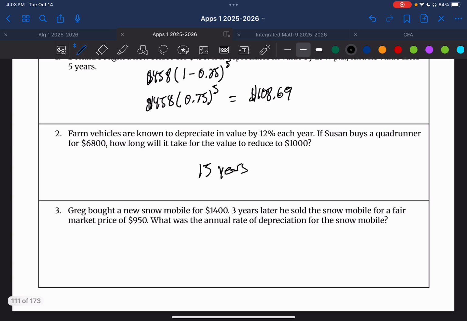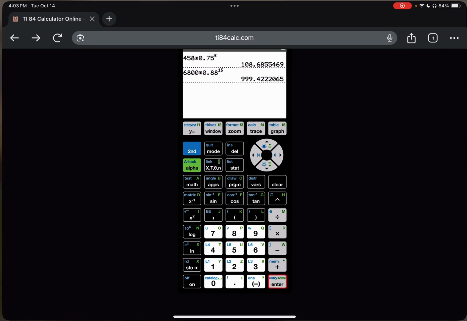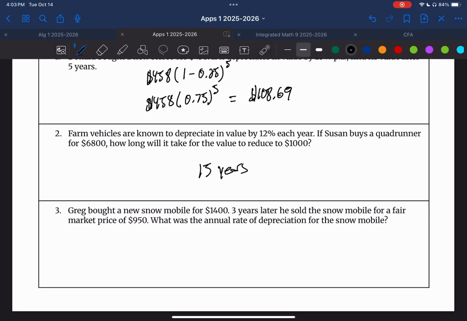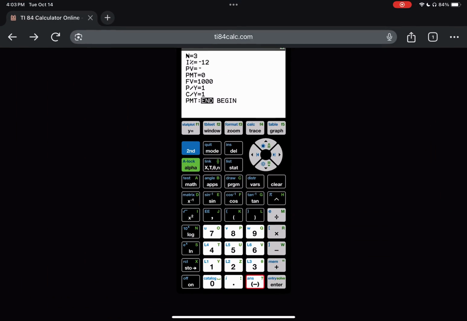All right, Greg bought a new snowmobile for $1,400. 3 years later, he sold the snowmobile for a fair market price of $950. What was the annual rate of depreciation for the snowmobile? All right, so for this one, we can use our finance calculator again. Here, N is 3. I is what we're trying to find. It was initially $1,400.